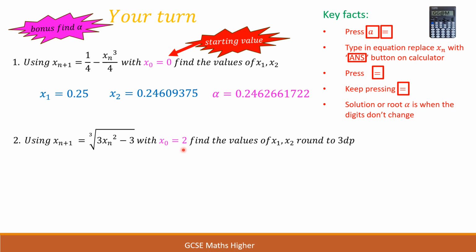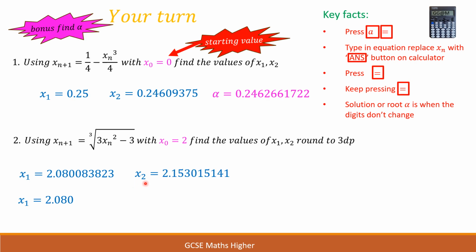The second example, you've got x naught being 2. So on your calculator, you're going to press 2 equals. Then you've got to do the cube root button, 3 times the answer button squared minus 3, press equals, and that will give you x1, which is 2.080083823. The question here says round to 3 decimal places, so I've just rounded this answer to 1, 2, 3 decimal places, which gives me 2.080.